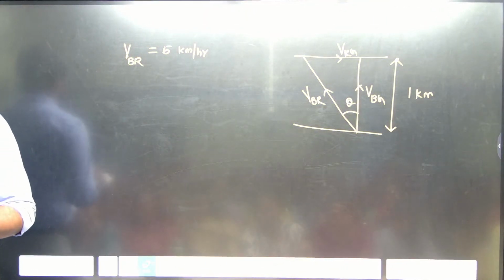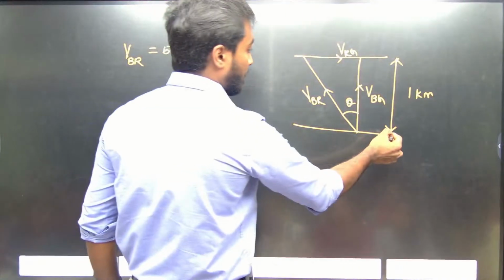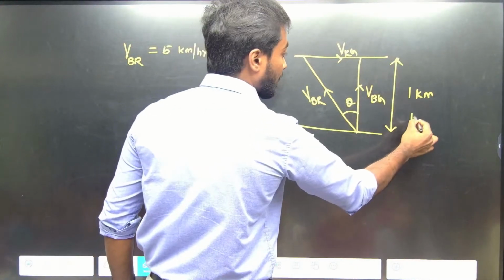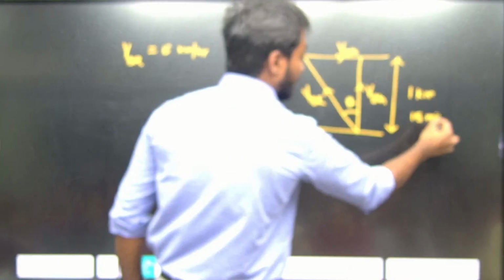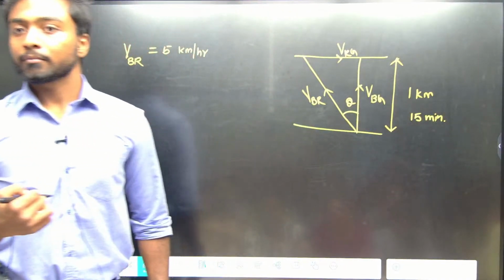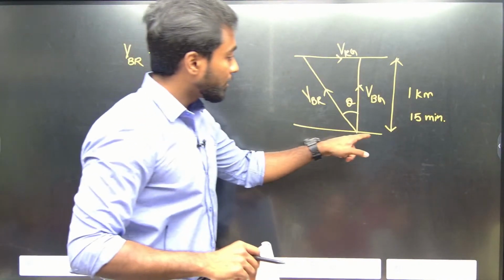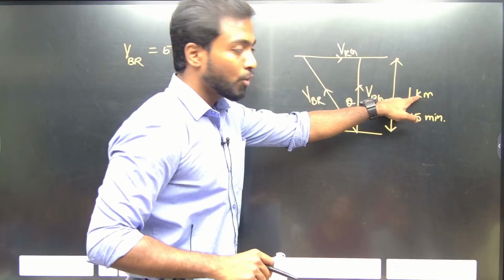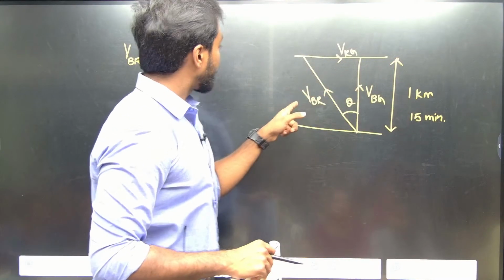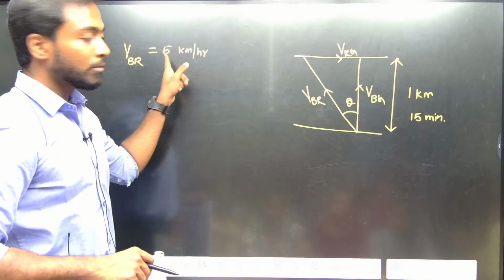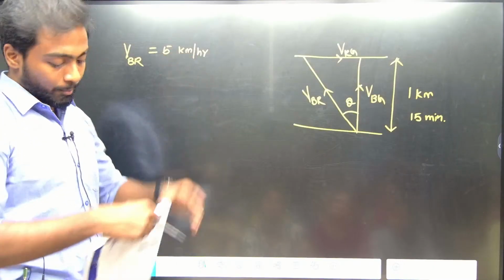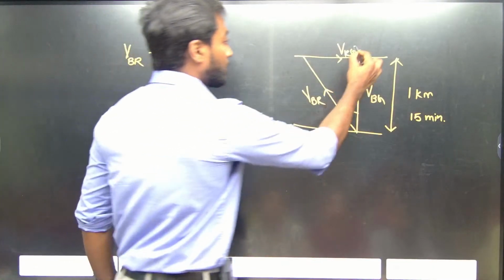In 15 minutes, so I am crossing it in 15 minutes. Getting the point? I am crossing the width of the river, 1 km, in 15 minutes, and they have given the velocity of the boat with respect to the river, 5 km per hour. Which one do I need to find?